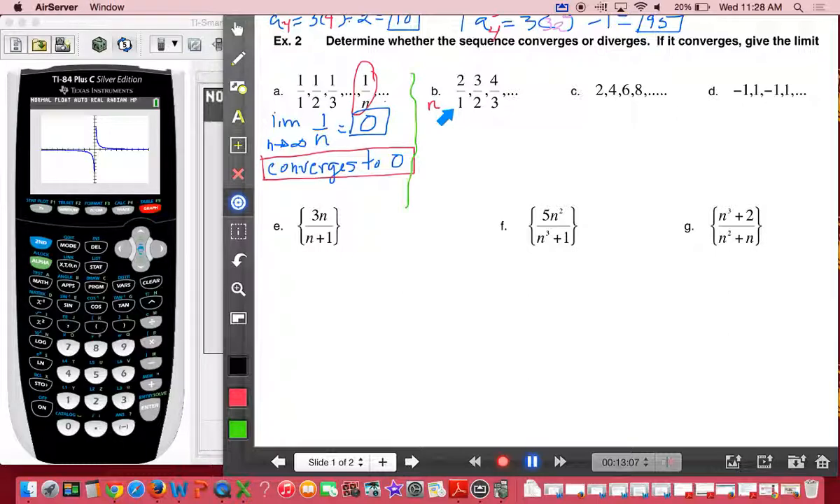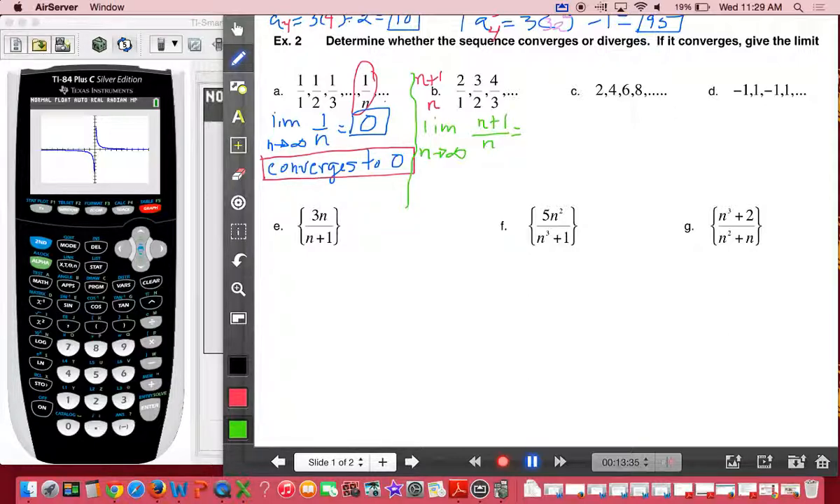And then what are we going to name the numerator? In relation to n, what's happening? N plus 1. So we've got n plus 1 up here. So we're going to find the limit as n approaches infinity of n plus 1 over n.